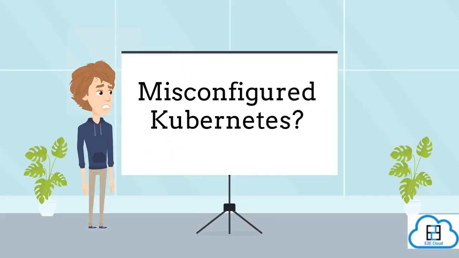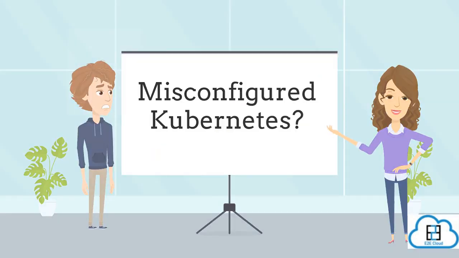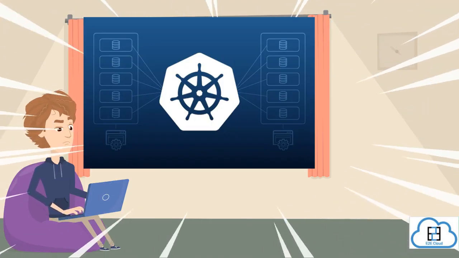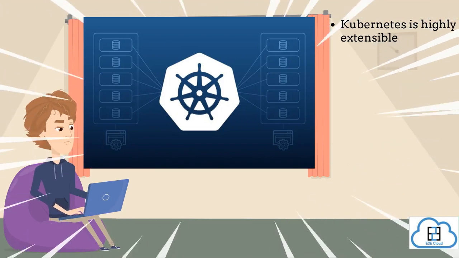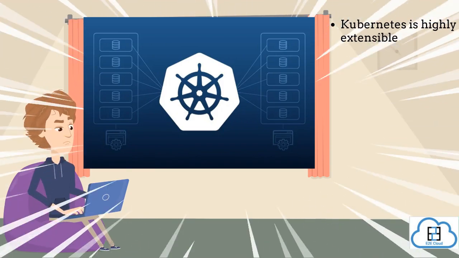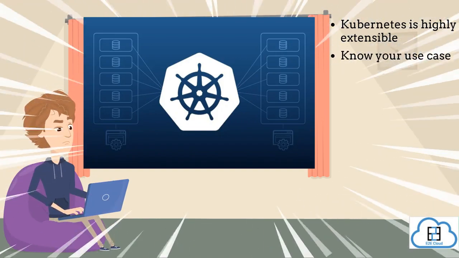Misconfigured Kubernetes can lead to security breaches, but it also causes outages and performance degradation. Kubernetes has many pieces and is highly extensible, which also provides many configuration options. The default configuration is not the best in most cases. It is important to know your use case and the best configuration accordingly.